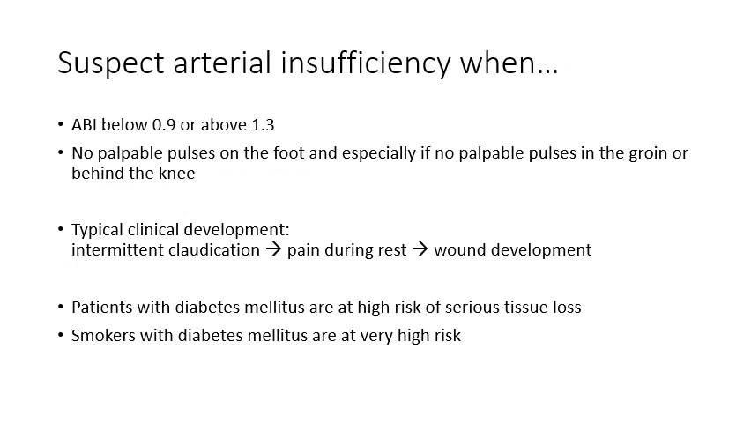So finally, recap: suspect arterial insufficiency when you have an ankle brachial index below 0.9 or above 1.3, and also especially if there are no pulses on the foot or higher up. Listen to the patient's history and look for typical clinical development, intermittent claudication to pain during rest and wound development. And my 2 cents is that people with diabetes mellitus and wound development should be prioritized, and especially if they smoke, it can develop fairly rapidly.